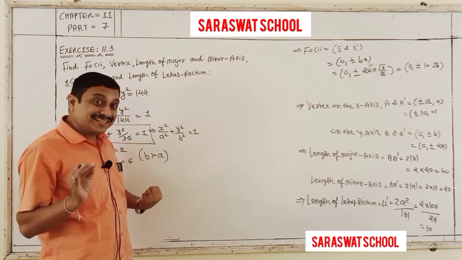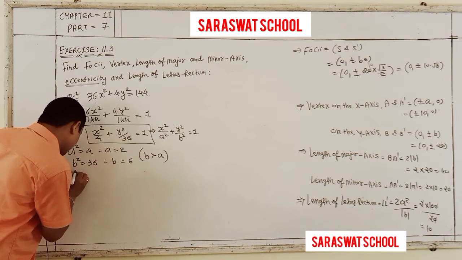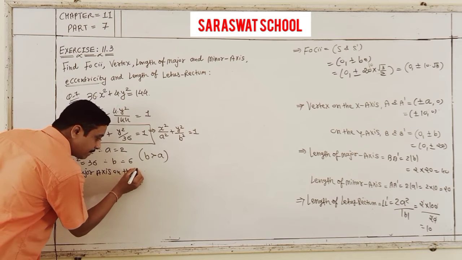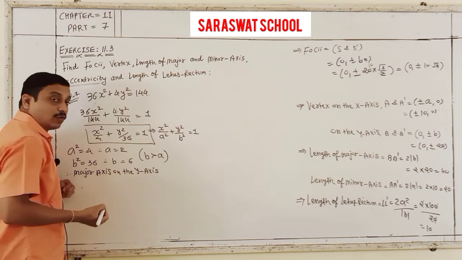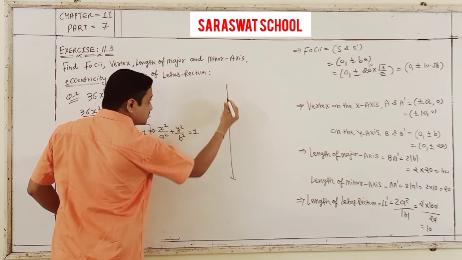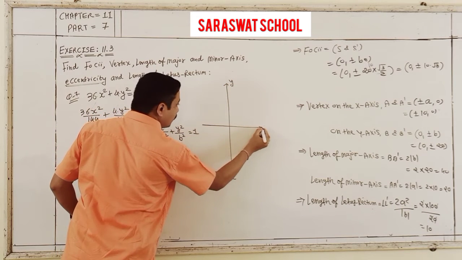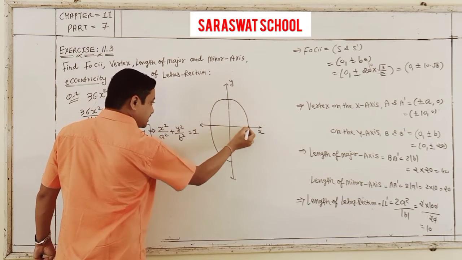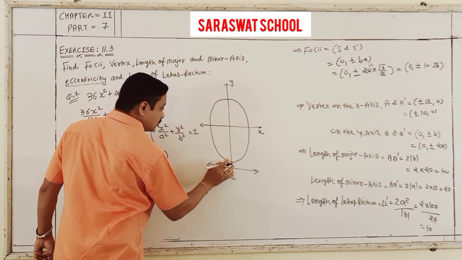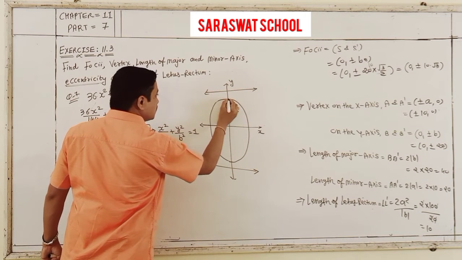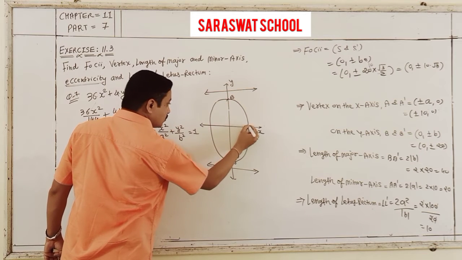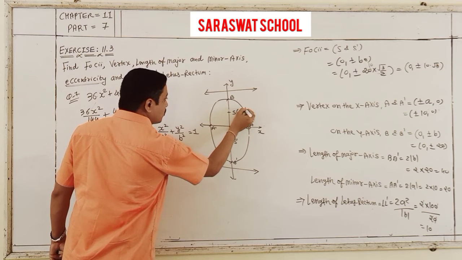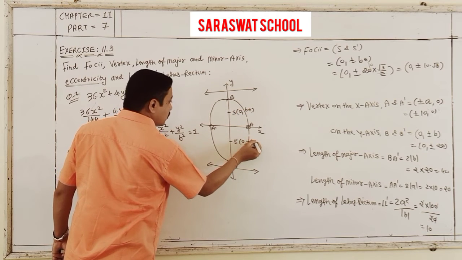It means, students, the major axis is on the y axis. Therefore, major axis on the y axis. And since it is y axis related, you must draw the figure for your ellipse. This is your y axis. That is the type of ellipse. Here are the directrix, B dash, A dash, and focus S dash. It is 0 comma B, 0 comma minus B.